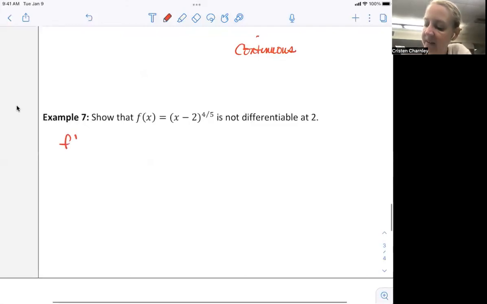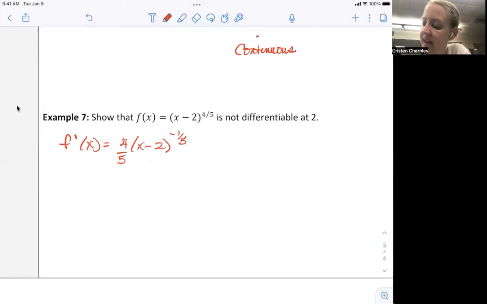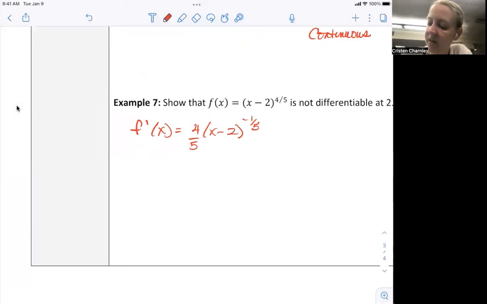F prime of x, and again, we're not going to go through that long rule, especially on this one, is 4/5 (x minus 2), that quantity stays the same. I subtract 1 and I get a -1/5. So how did that happen? Just to remind you of your middle school fractions, 4/5 minus 1 is 4/5 minus 5/5. So this is a -1/5. You'll get quicker at that as we go, no worries.